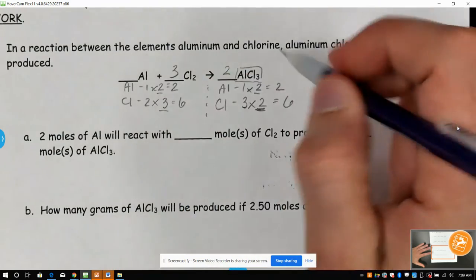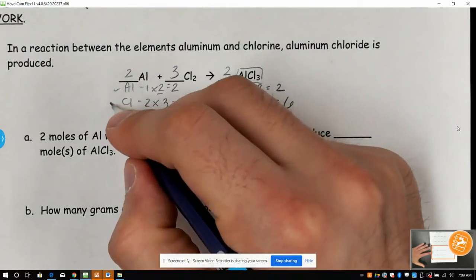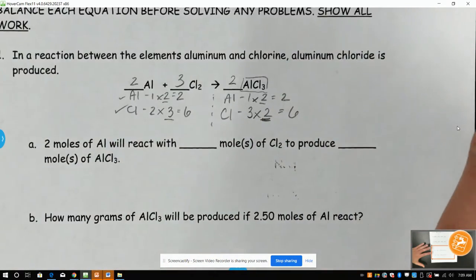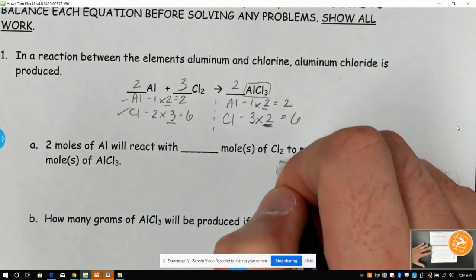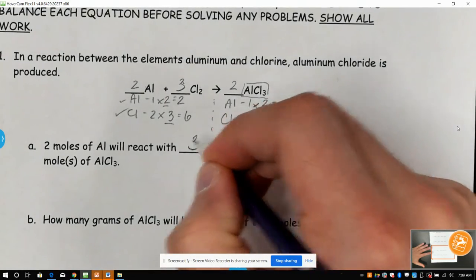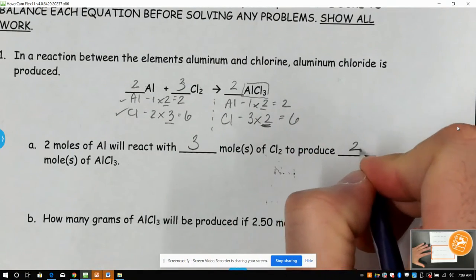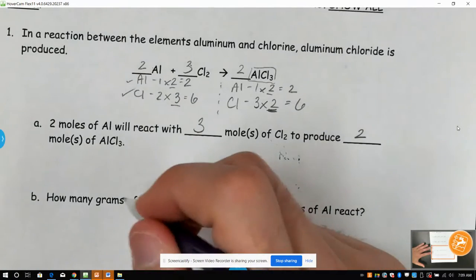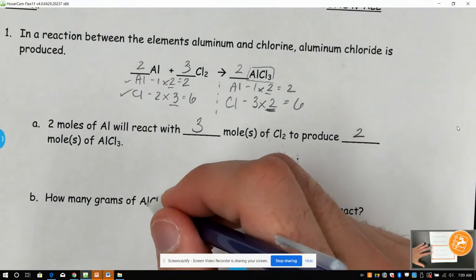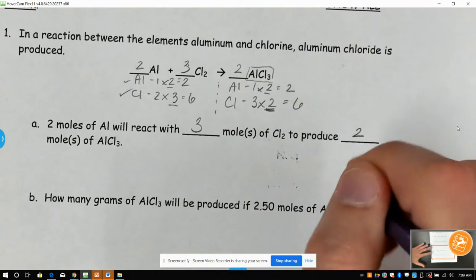So now we have 2 aluminum, and 6 and 6. We're good. We're balanced. So 2 moles of aluminum will react with how many moles of Cl2? 3. And that's going to produce 2 moles of aluminum chloride. Now, B, how many grams of AlCl3 will be produced if 2.5 moles of aluminum react?